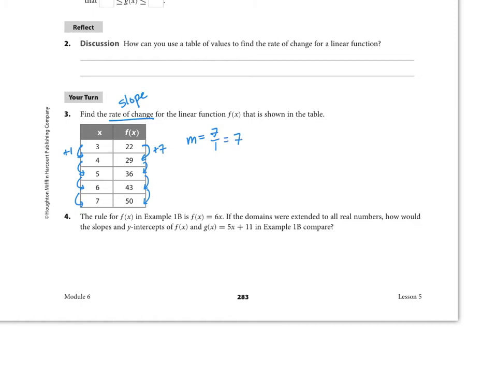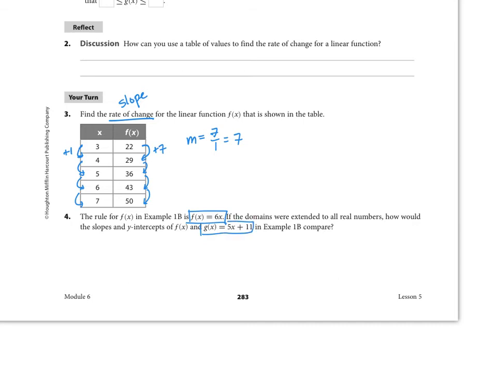Number 4, the rule for f of x in example 1b is f of x equals 6x. If the domains were extended to all real numbers, how would the slopes and y-intercepts of f of x and g of x equals 5x plus 11 compare? I'm not going to rewrite it again. Let's just box these so we know exactly what we're looking at. So f of x is there, g of x is here.